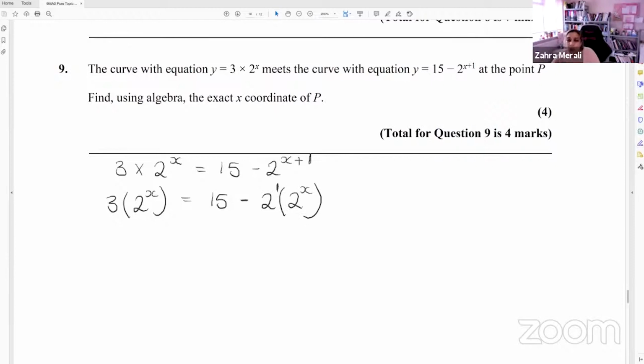So I'm going to put all the 2 to the x's on the same side. So I'm going to get 5 lots of 2 to the x equals 15. So 2 to the x equals 3. And then all you've got to do is whatever the thing is to the power is what we call our base. So x is going to be log to the correct base, which is 2, of 3. And we're going to get x equals log base 2 of 3. Oh, it wants the exact answer, so we don't need to plug in our calculator. And that would be that solution.